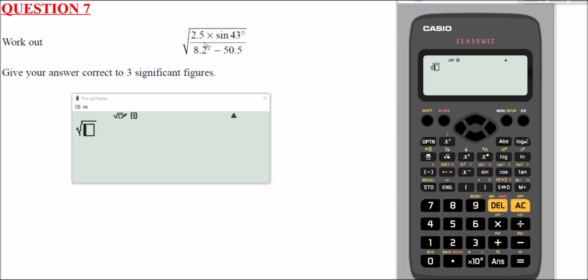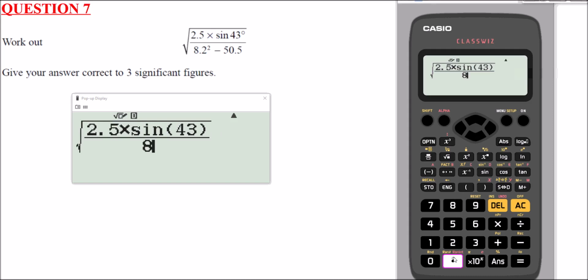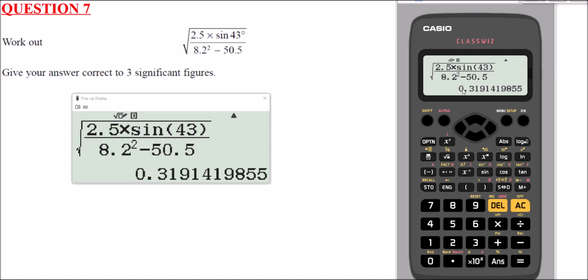So next we have a fraction, so type fraction button here. Now we can just start typing along the top. So it's 2.5 multiplied by sine, so press sine, then 43. Now close off the brackets just so it's one complete step. Then we scroll down, type 8.2 squared minus 50.5. Press equals, and we get this, 0.319.